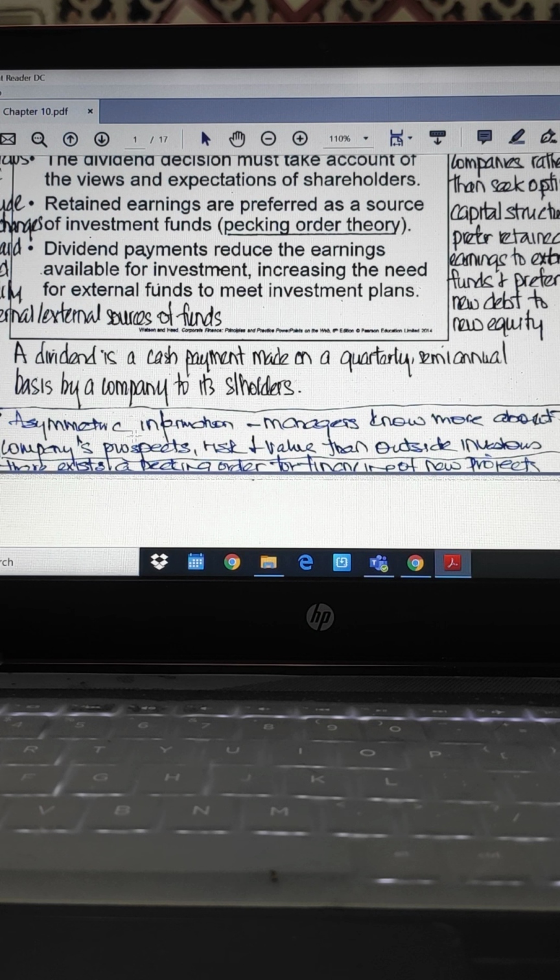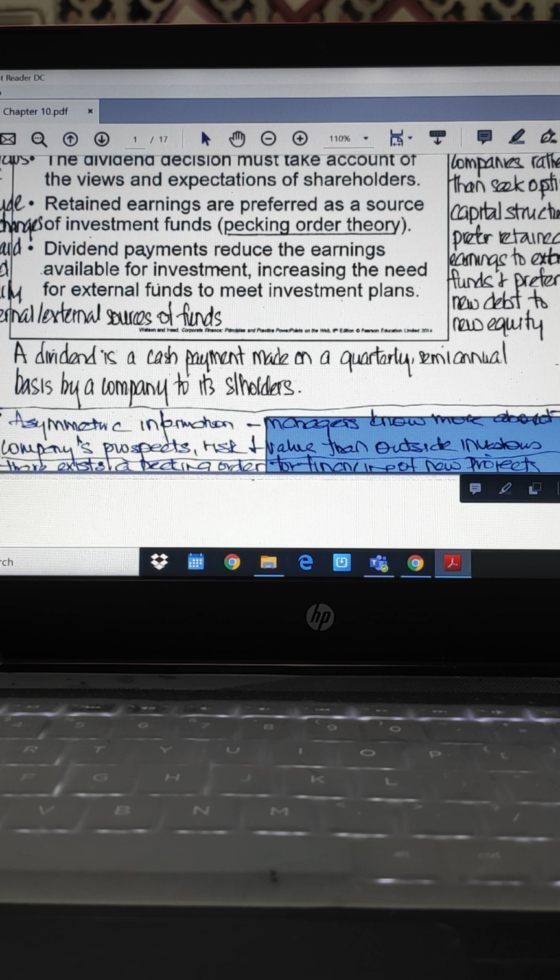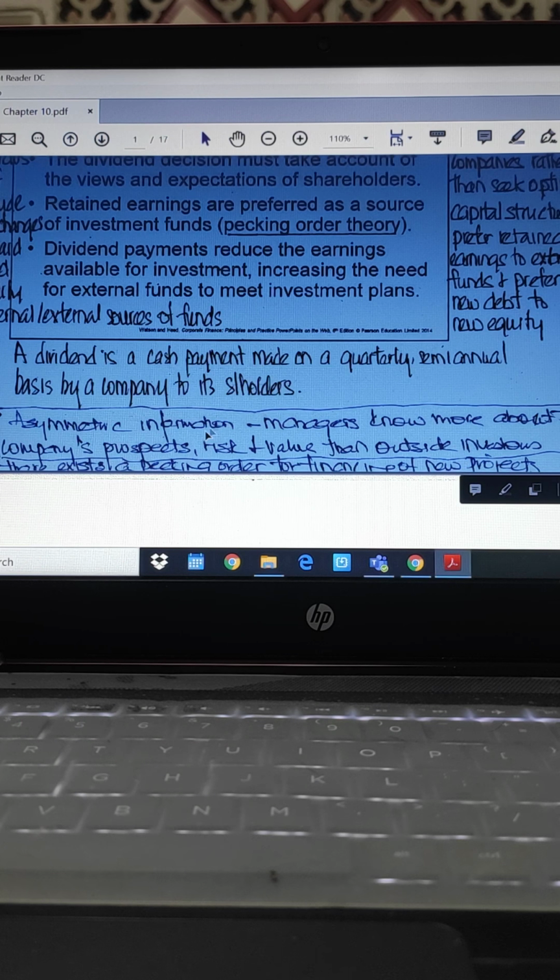I want you to pay attention to this word, asymmetric information. Asymmetric information basically is explained by this explanation. All right? So pay attention to this word.